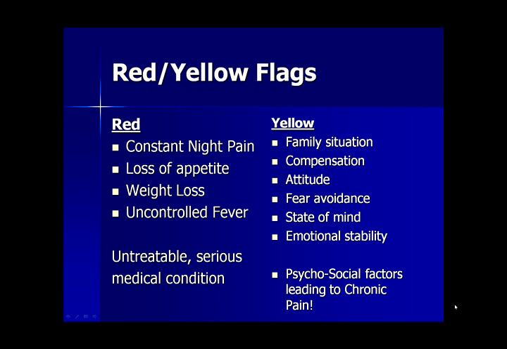Yellow flags are psychosocial factors, which, if they're not dealt with in the acute phase, may lead to chronic pain. They are, for example, things like the family situation. Are they supported? Are they trying to get compensation for a traumatic event? What is their attitude to their pain? Are they avoiding their painful movements through fear? What is their state of mind? And how emotionally stable are they? Consideration of these factors can stop a condition becoming chronic after only an acute episode.